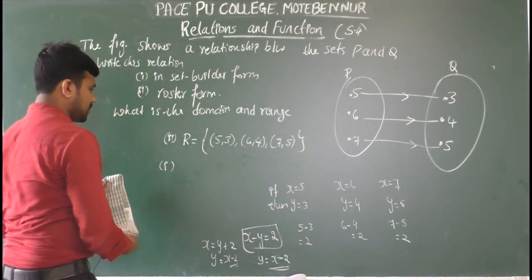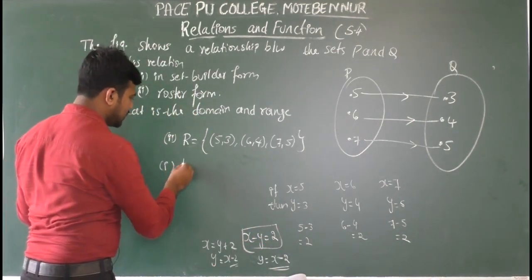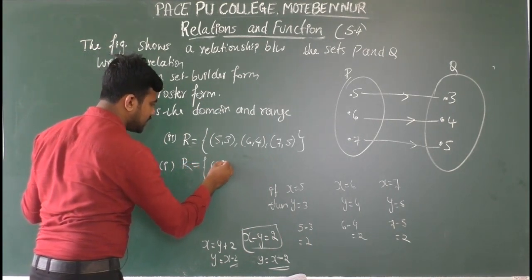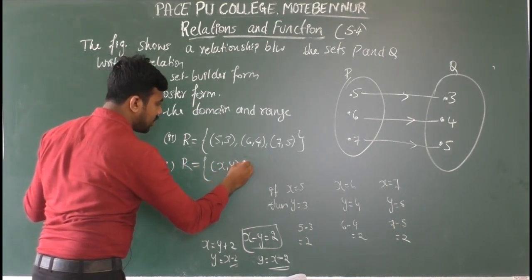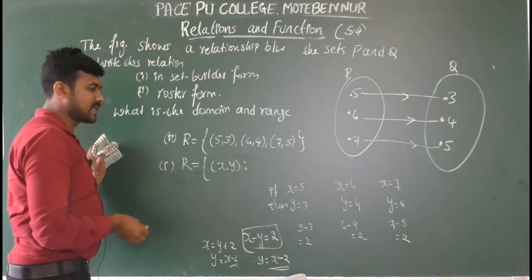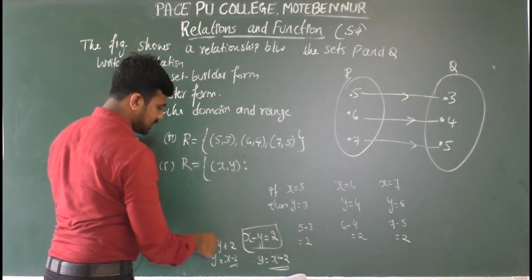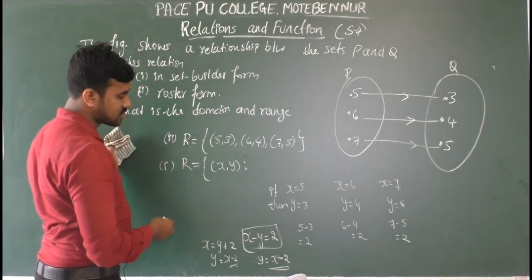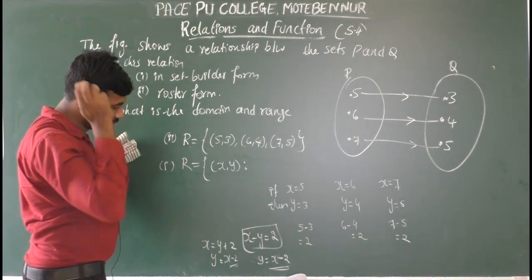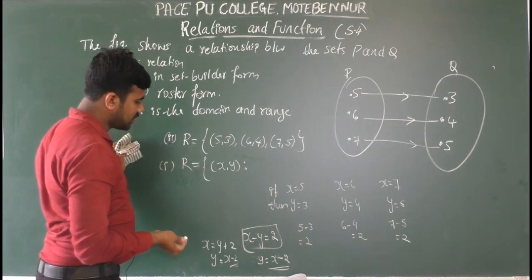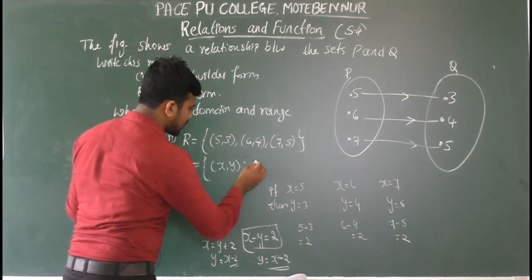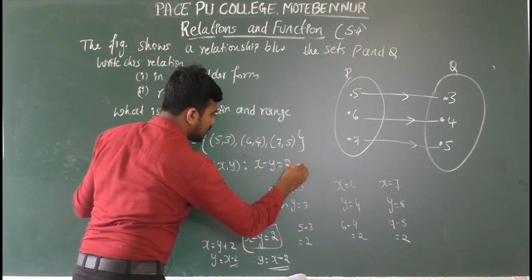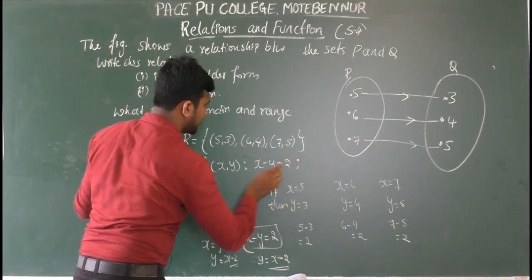So now see, the relation I should write in set builder form. When writing in set builder form, first you will write the general ordered pair, that is ordered pair x comma y, such that any one of these you write. Either x minus y is 2, or x is equal to y plus 2, or y is equal to x minus 2. Anyway, I'll write the first: x minus y is equal to 2, comma, this colon you write.